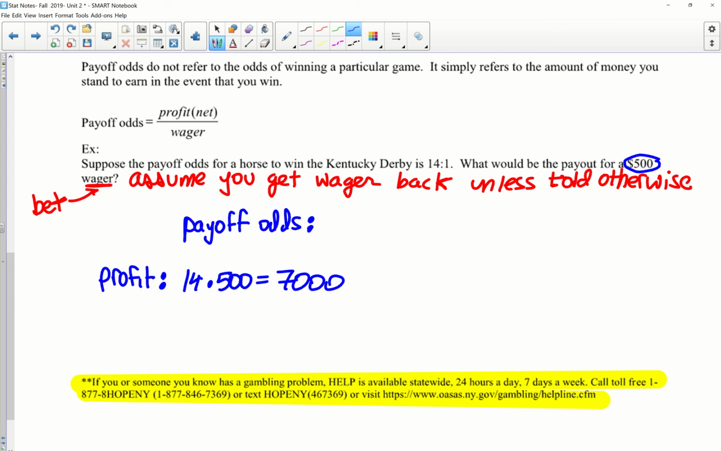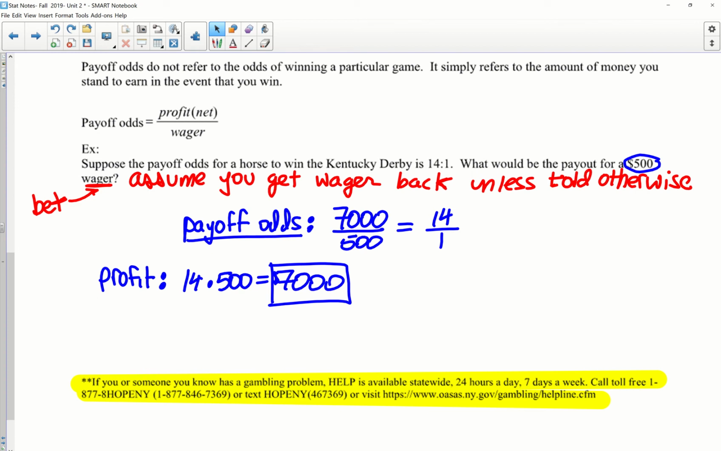So the payoff odds would be 7,000 divided by 500, which actually ends up being the same thing as the payoff odds. So they gave us that. But the payoff or the profit would be $7,000. That's what they're asking us for.